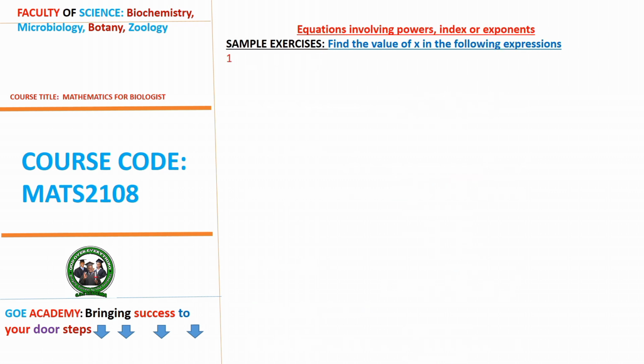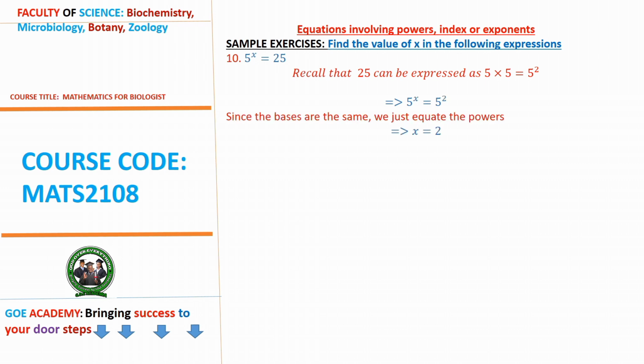Okay. Example 10, if we have 5 raised to the power x equals 25, you need to recall that 25 can be expressed in index form as 5 times 5, which is the same as 5 squared, as we saw initially. So in that case, 5 raised to the power x equals 5 squared, and since the bases are the same as usual, we therefore equate the powers. So x equals 2.